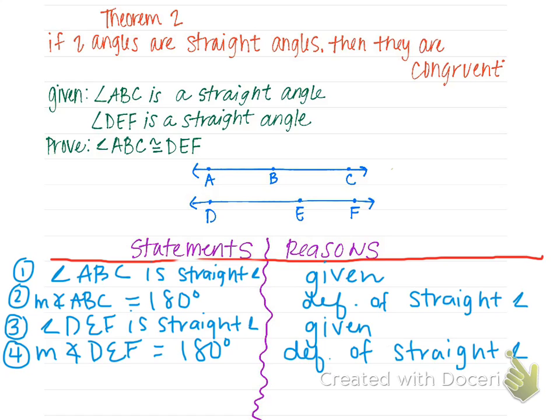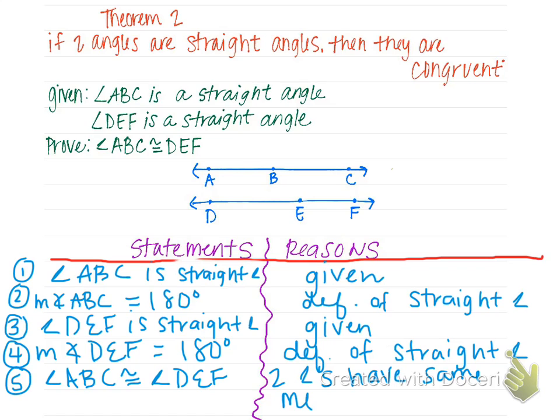So, since the measure of angle ABC is equal to 180, and angle DEF is also equal to 180, we can say that angle ABC is congruent to angle DEF. And then why? Two angles that have the same measure are congruent.